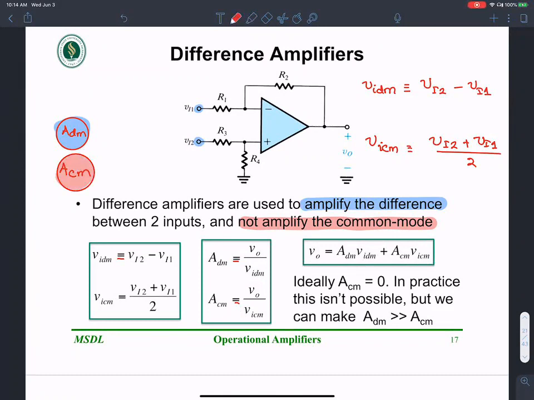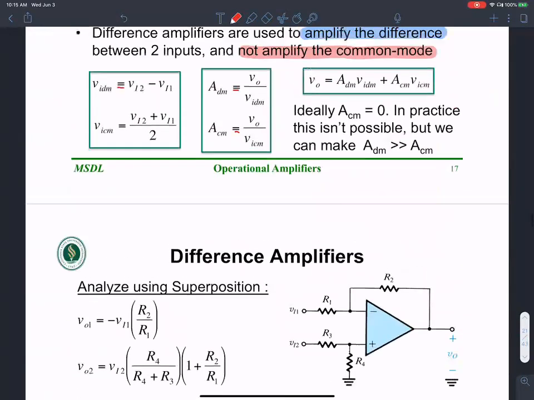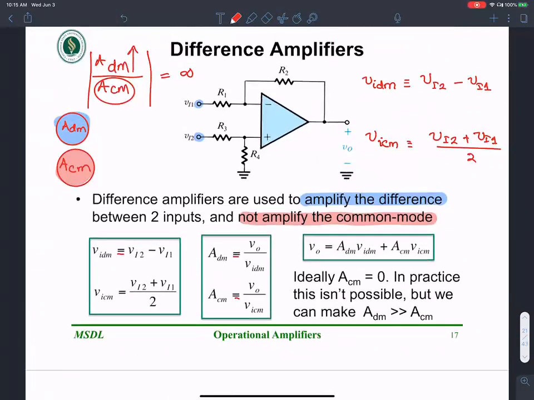So if I define a performance metric, a differential mode gain over a common mode gain, I really want it to be infinity, in the sense that I want a really, really big gain to differential mode signals. I want the op-amp to amplify the difference between the inputs, and I want the op-amp to attenuate or suppress these common signals. So if I define a figure of merit that is the ratio of differential mode gain to common mode gain, I want that to be infinity.